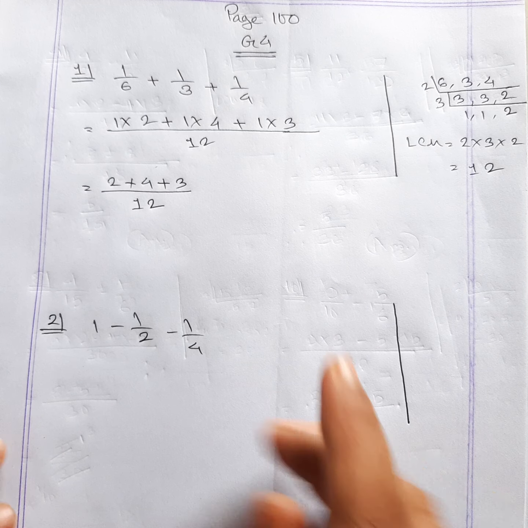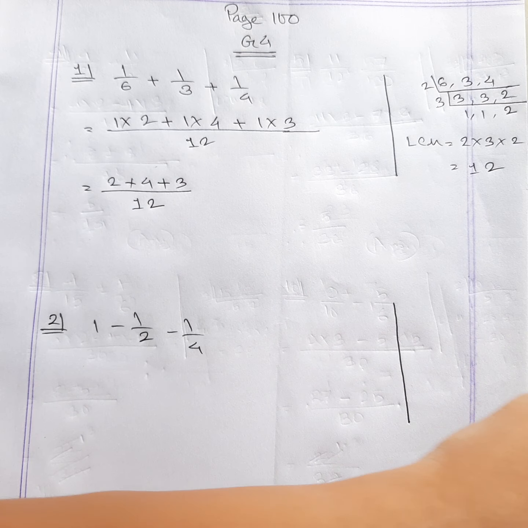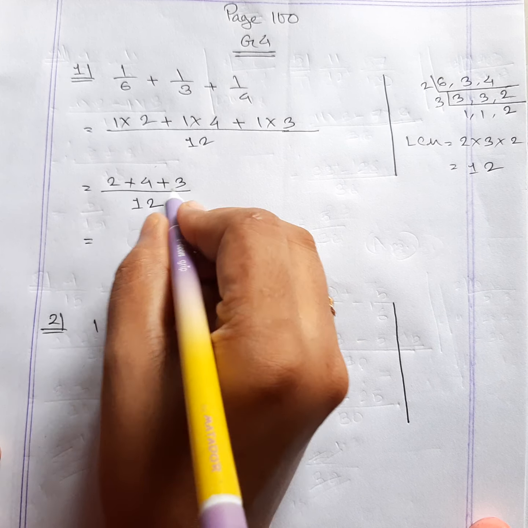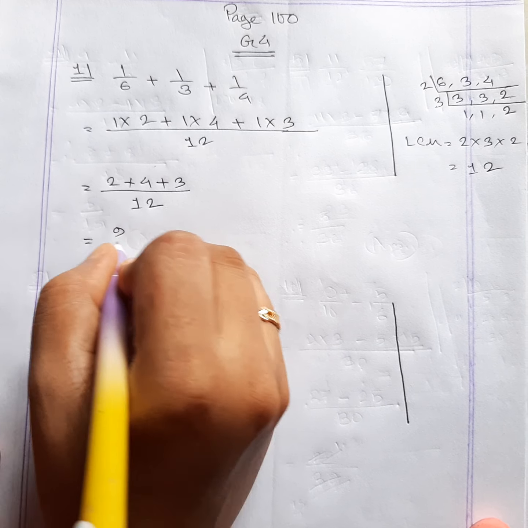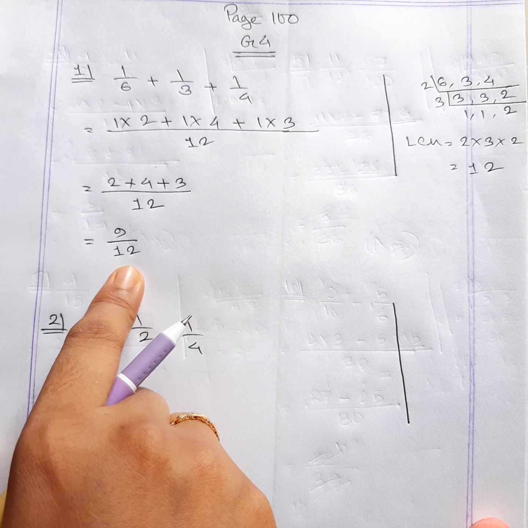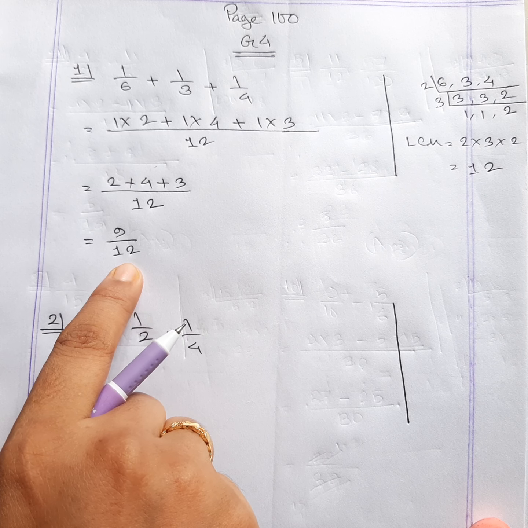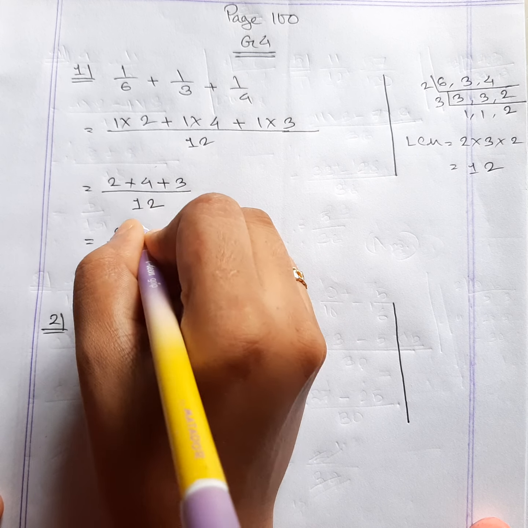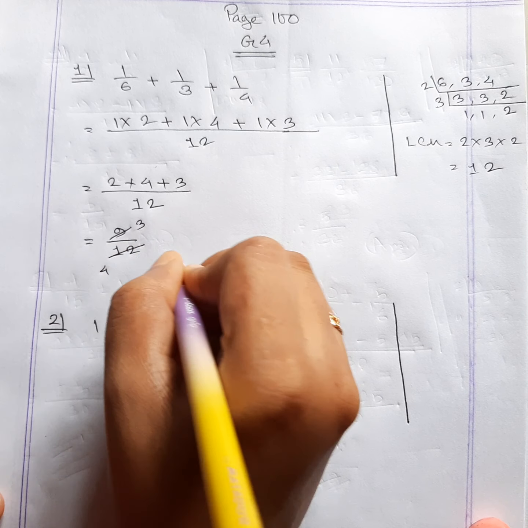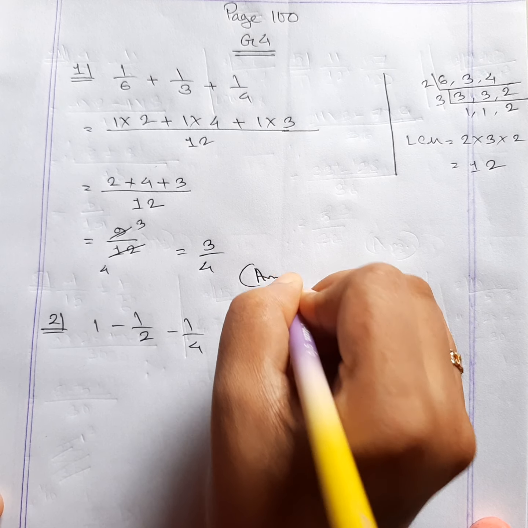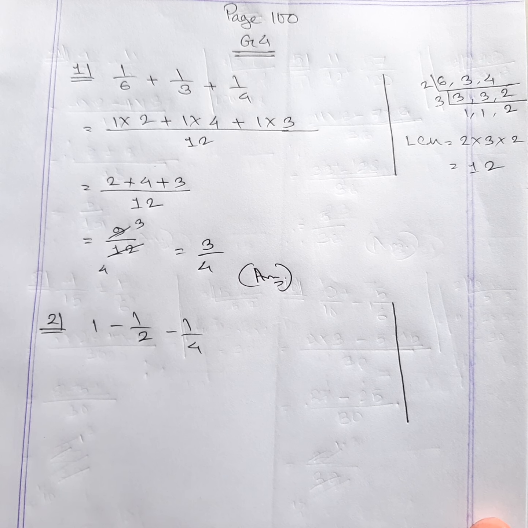Now let's add them. 6 and 3, 9. Now it is possible to cut because both numbers can be divided by 3. So I am cutting it down. 3 3s are 9 and 3 4s are 12. Your answer is 3 by 4. Okay.